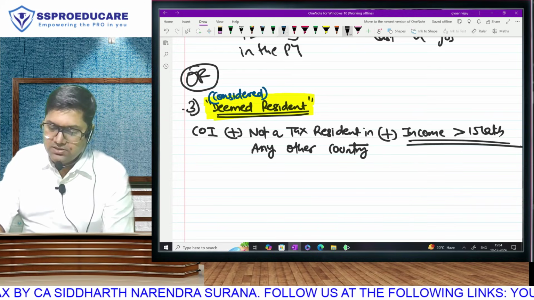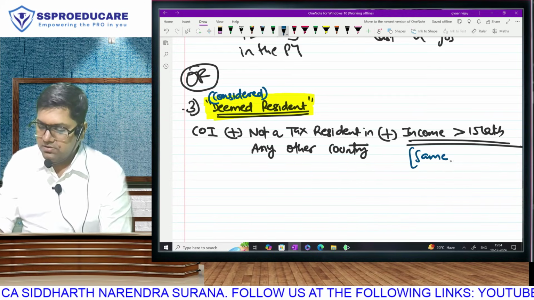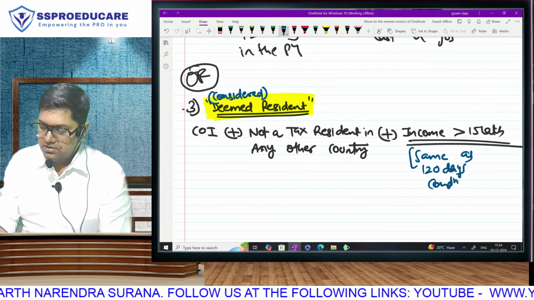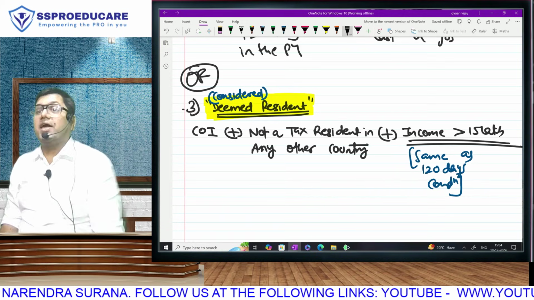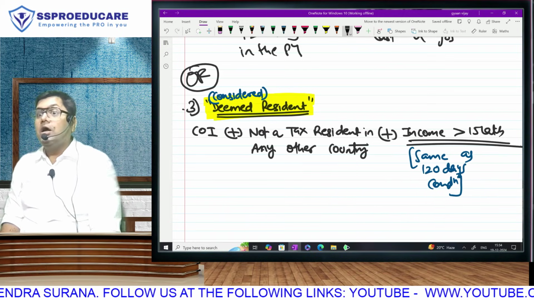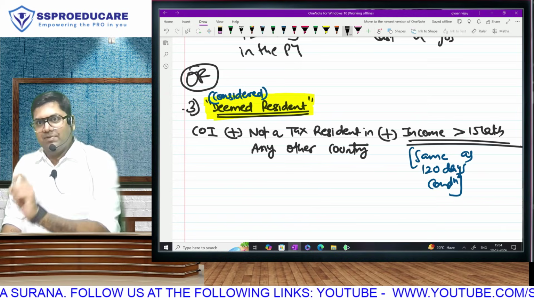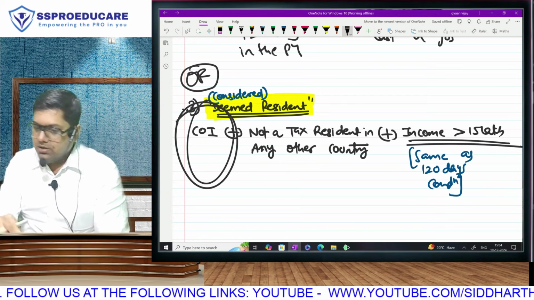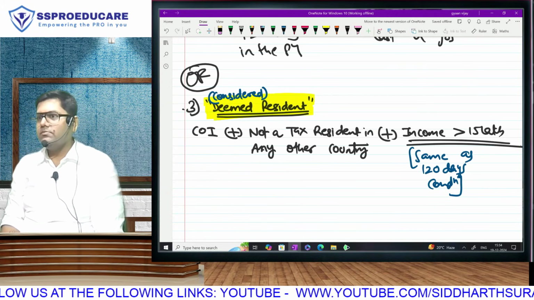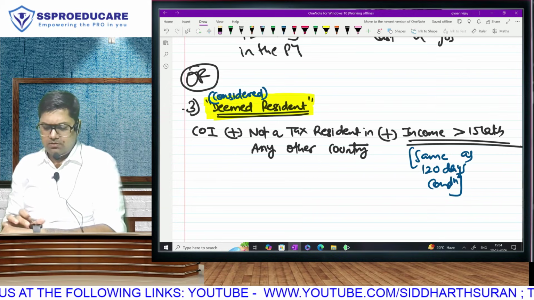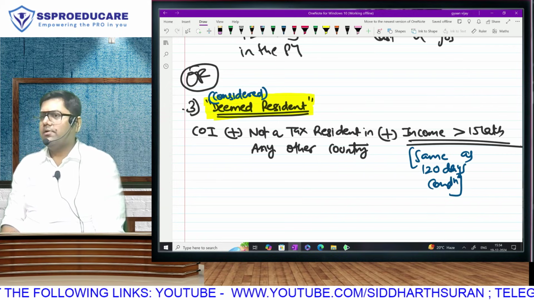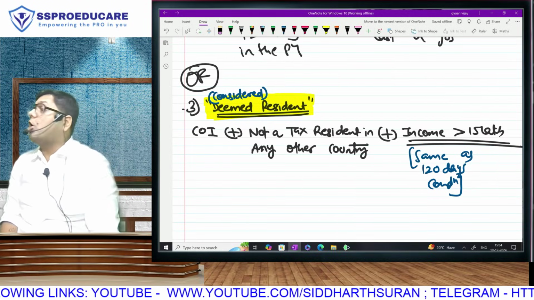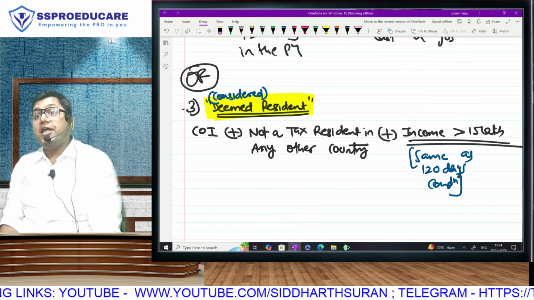Sir, which income? The same income which we have seen for the 120 days condition. Means, are we going to check the total of your Indian incomes? While for the last 10 years you have been in Dubai, tell me one thing. Can you still have property rent in India? Because once upon a time you were here, no? Can you still have dividend income, interest income in India? Yes. So take all your Indian incomes and take your Dubai incomes.